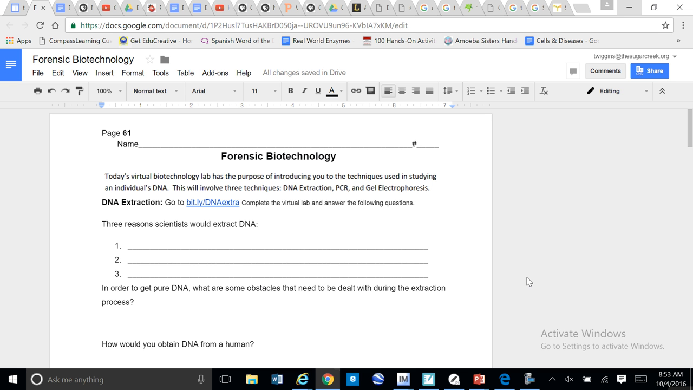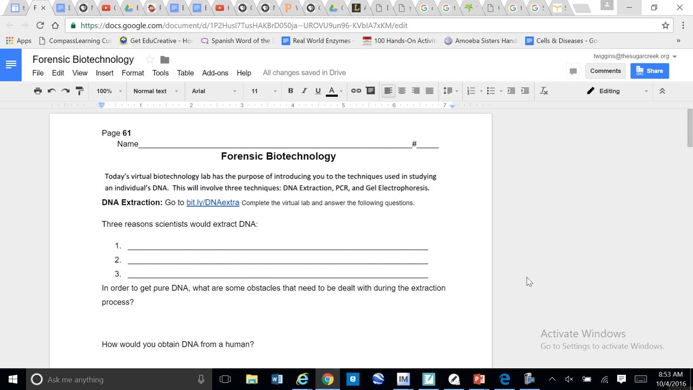So again, when we're getting down to the nitty-gritty of the cell, we only want to pull out what? The DNA. So that means we have to get rid of other stuff, like protein. We have to break it up, so we have to get down to the protein. So one of the obstacles, like we were told, was getting rid of the other stuff, like protein.